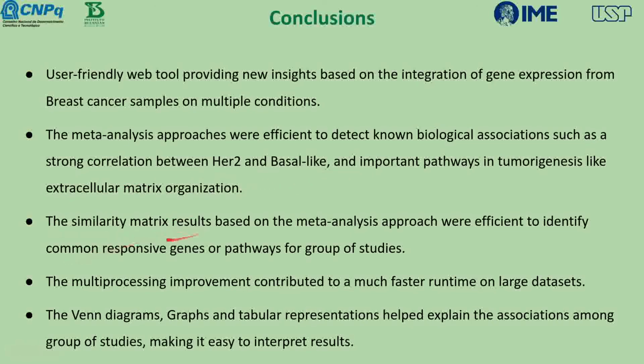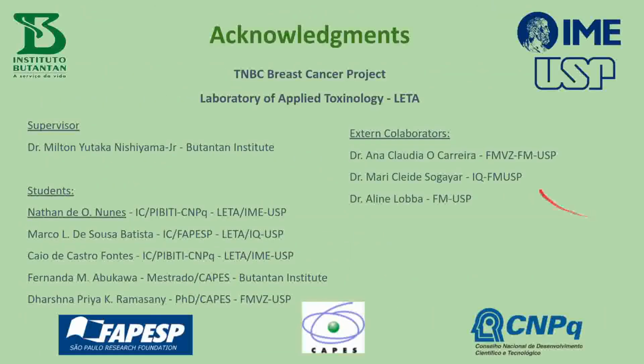The similarity matrix results based on the meta-analysis approach were efficient to identify common responsive genes or pathways for a group of studies, and the multiprocessing environment improvement contributed to a much faster runtime on large datasets. Also, the Venn diagrams, graphs, and tabular representations helped explain the associations among groups of studies, making it easy to interpret results. And that's it.